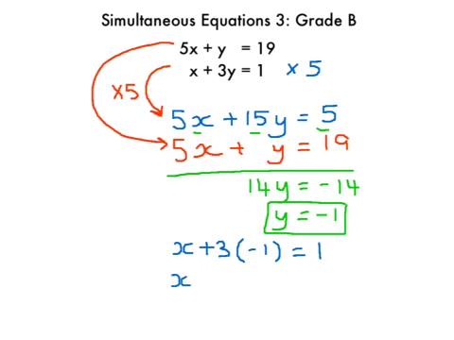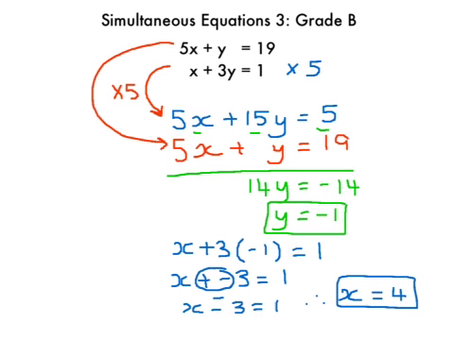So x add 3 times negative 1 is negative 3, which equals 1. So you've got x take away 3 equals 1, and therefore x is equal to 4.